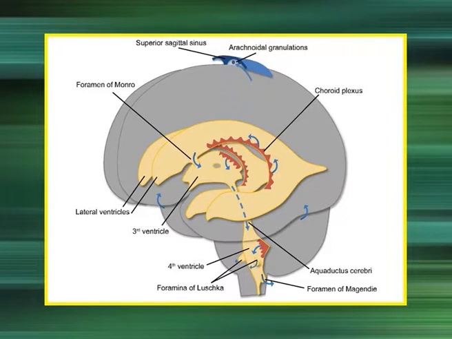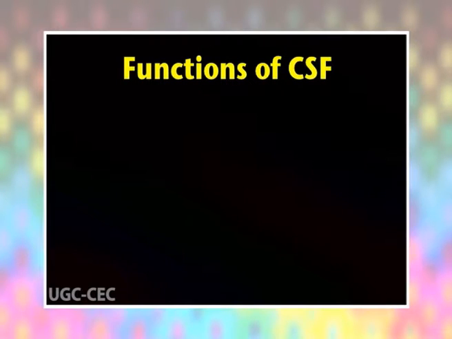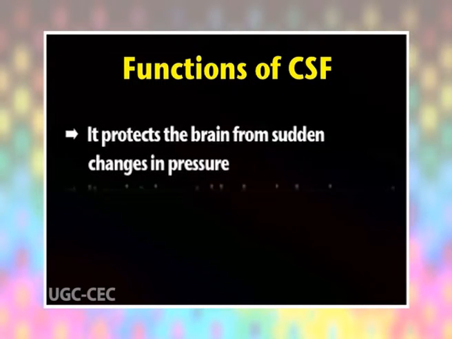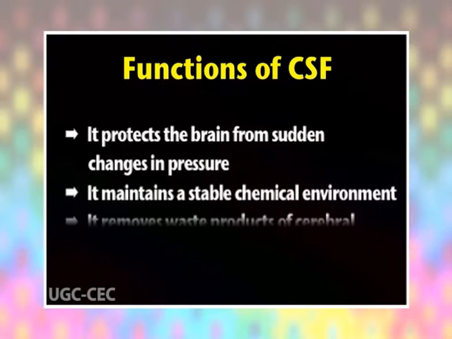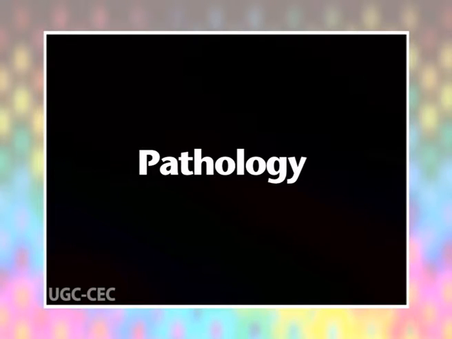It is formed in the choroid plexus by both filtration and active transport. In normal adults, approximately 20 milliliters is produced each hour and cerebrospinal fluid volume is 125 to 150 milliliters. Cerebrospinal fluid has multiple functions. It protects the brain from sudden change in pressure, it maintains a stable chemical environment, and it removes waste products of cerebral metabolism. Now let's discuss pathology.